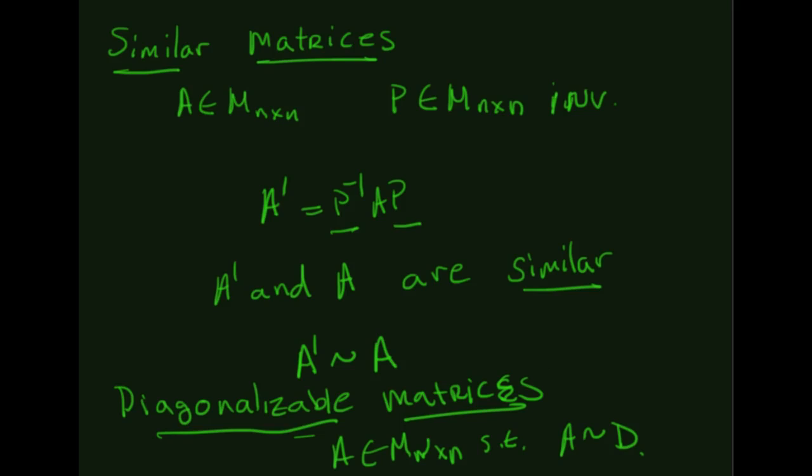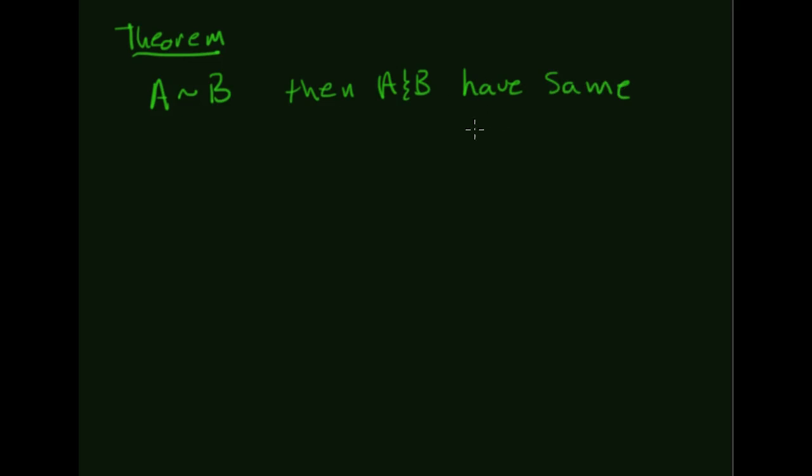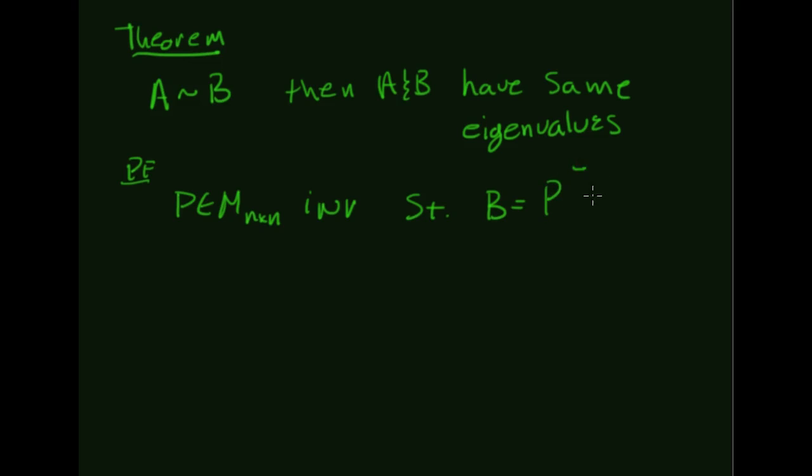So this leads us to our first theorem. Our theorem states that if A is similar to B, then A and B have the same eigenvalues. Okay, so proving this is actually pretty straightforward. We're going to choose some P, which is n by n invertible, such that B is equal to P inverse AP.